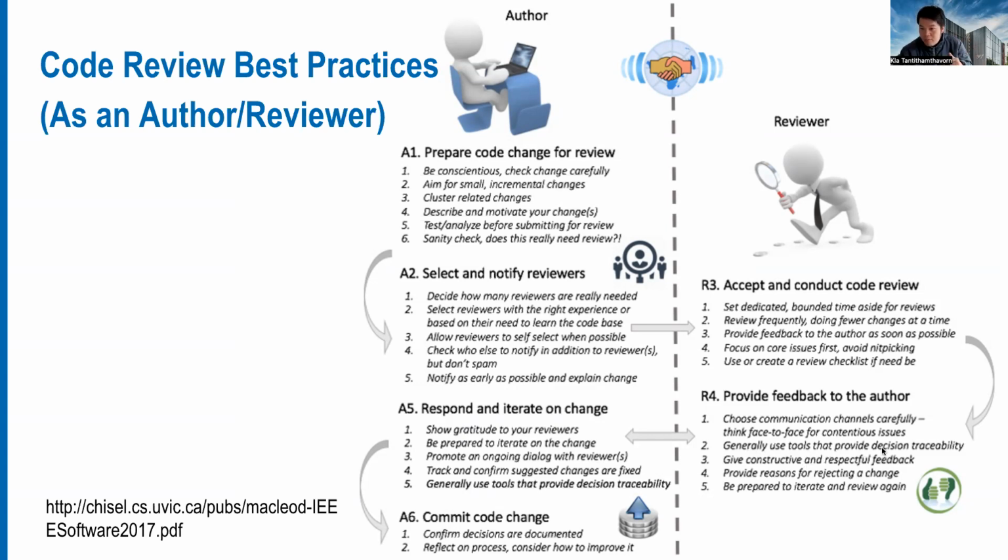Generally use tools that provide decision traceability, right? So when we use GitHub, GitLab, that kind of thing, when you perform an action, there's a record in there. There's a history, everything is traceable: who approved the code change, who rejected the code change, what comment you provided, everything is traceable. As a reviewer, you should give constructive and respectful feedback, okay?